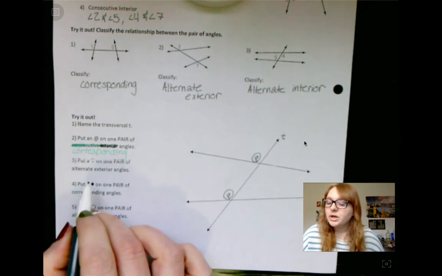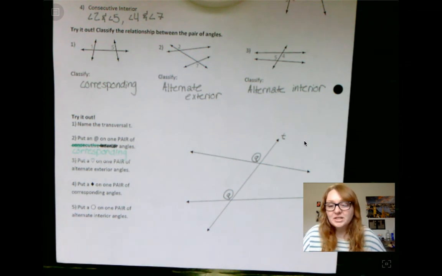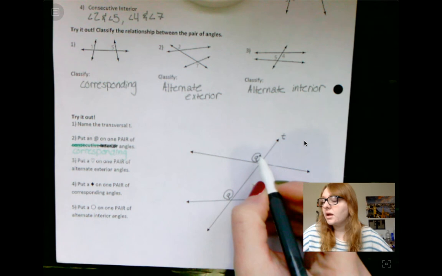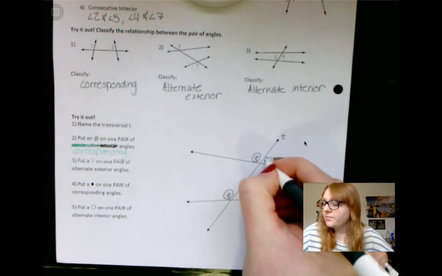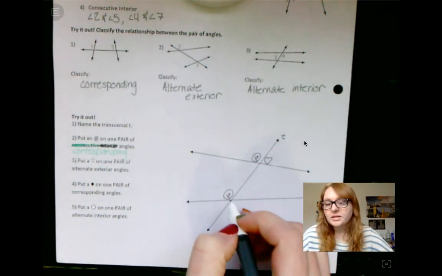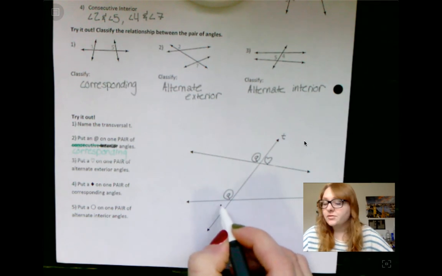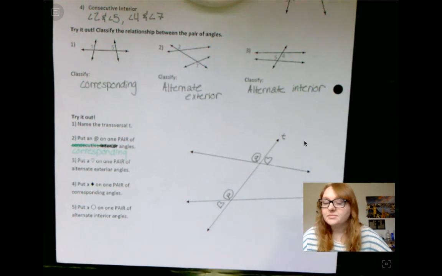Number 3 says to put a heart on one pair of alternate exterior angles. Alternate exterior angles are on the outside of the two lines and then on opposite sides of the transversal. Since we've already used this angle in the outside of the lines, we're going to use this one. So I'm putting a heart here. Okay, so it's outside. We want to pick an outside angle in this intersection, so either one of these two, and it has to be on an opposite side as the first heart. So since the first heart was on the right side, this one will be on the left side.